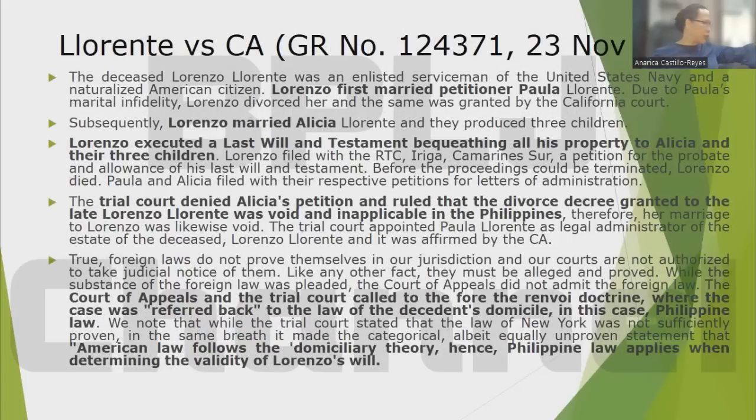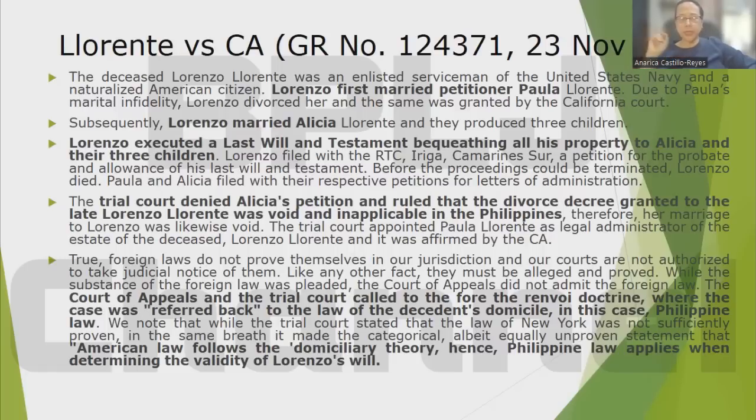Okay, Llorente versus Llorente. So in this case, Lorenzo Llorente is a U.S. citizen. Okay, he first married Paula. However, they subsequently got divorced. Then subsequently, Lorenzo married Alicia. Lorenzo executed a last will, bequeathing all his property to his second wife, Alicia, and to their 3 children.